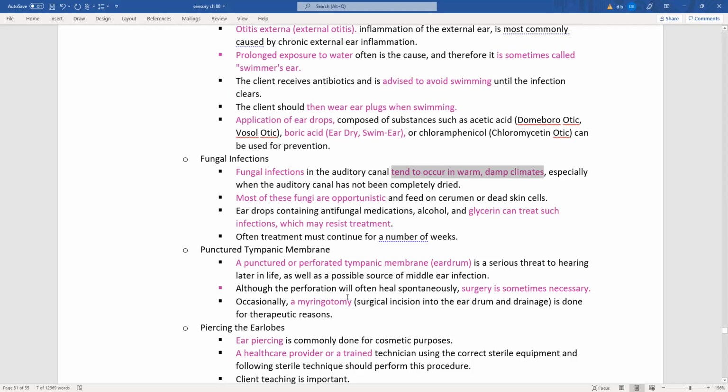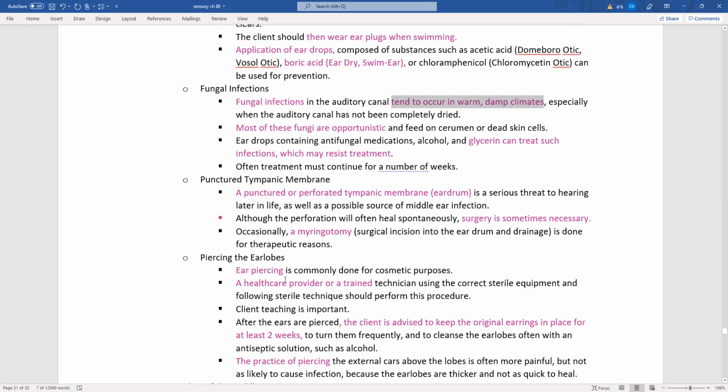Although the perforation will often heal spontaneously, surgery is sometimes necessary. Occasionally, a myringotomy. This is a surgical incision into the eardrum, and drainage is done for therapeutic reasons.